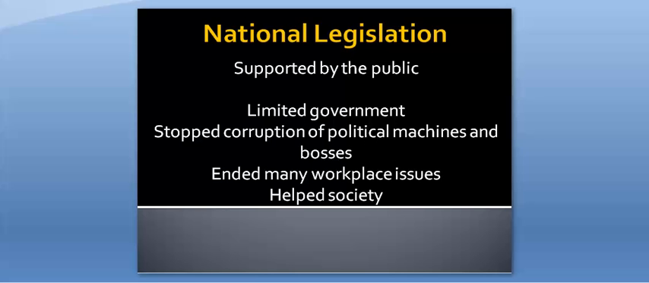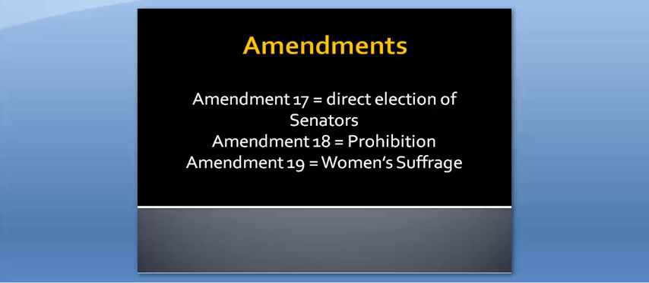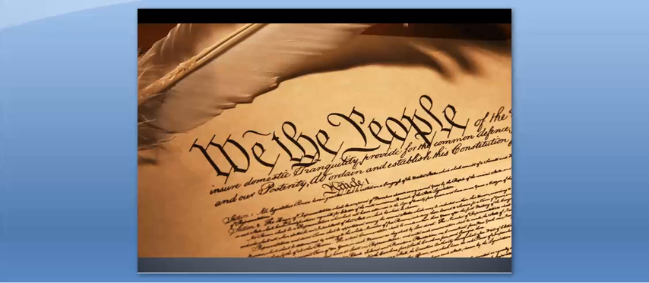Under his presidency and those following, the public became aware of the changes that needed to happen. They supported national legislation limiting governments, stopping the corruption of political bosses and machines, and ending many workplace issues, and just generally helping society. Some of the national laws that passed included Amendment 17, the direct election of senators, as well as 18 and 19. Also, other voting reforms were passed to end political corruption.